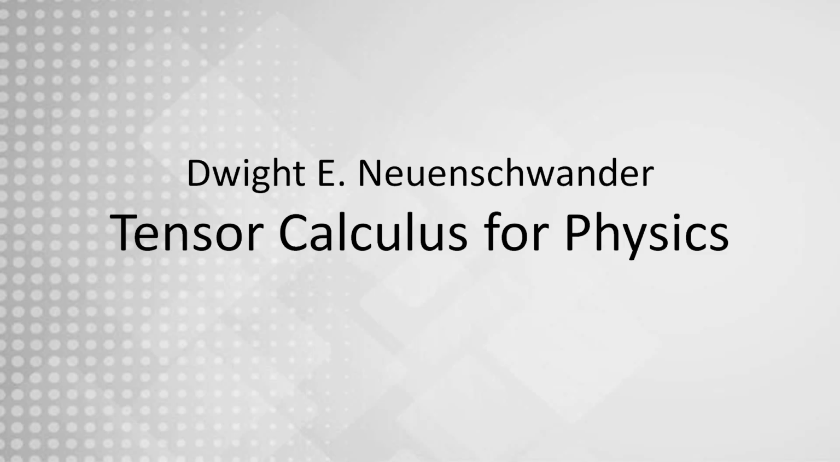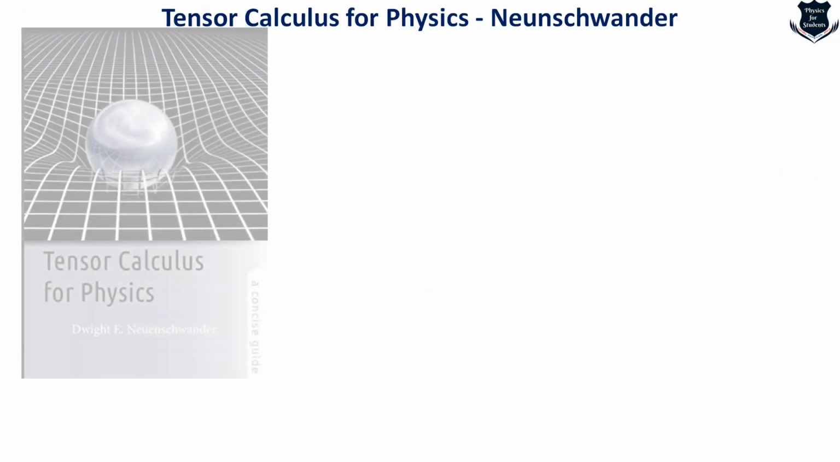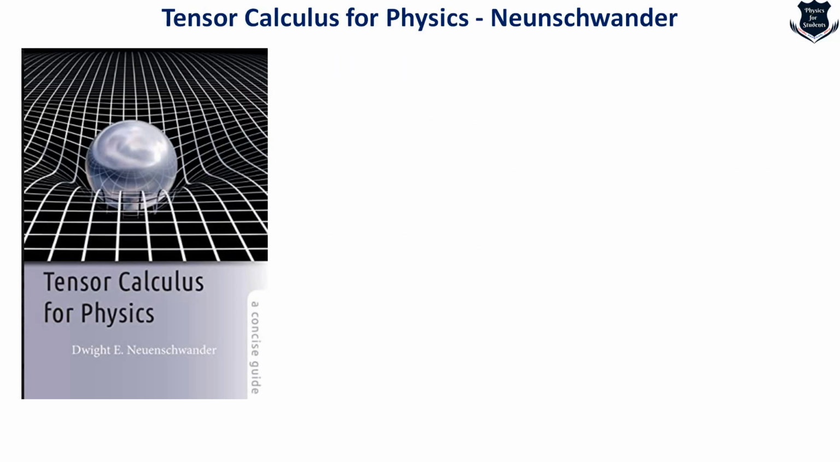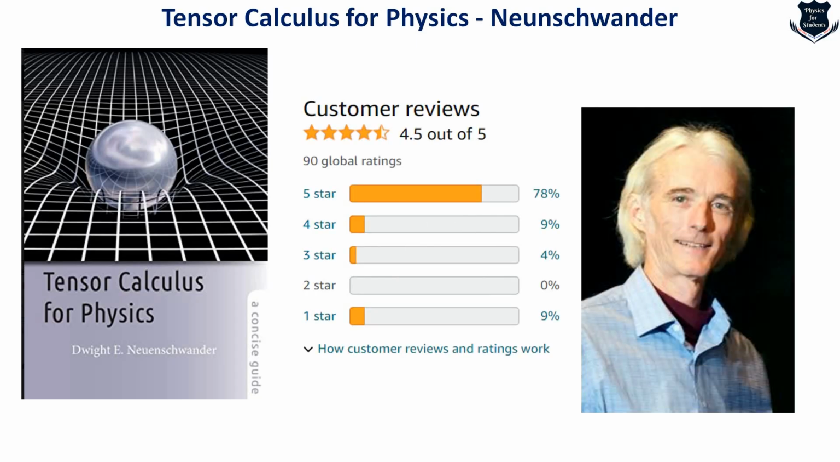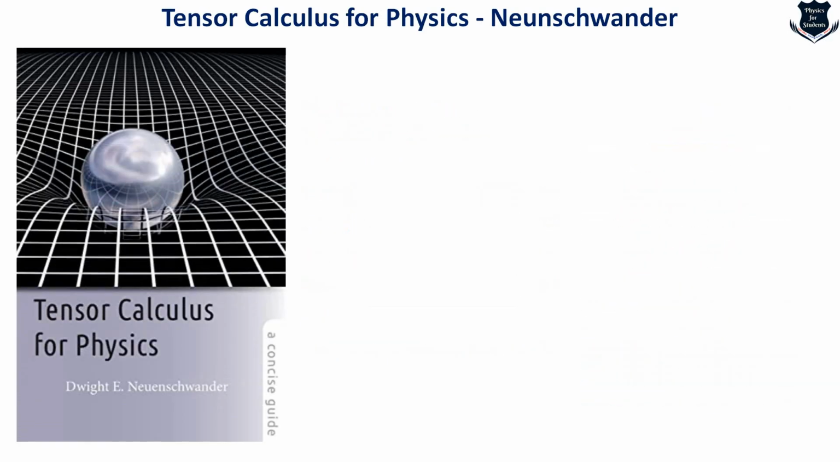The next book is particular to physics, and for those who are learning tensor calculus for physics, this book would be useful. It is called Tensor Calculus by Dwight E. Neuenschwander, and this is the photograph of the great author. The 5-star rating goes up to 78%.